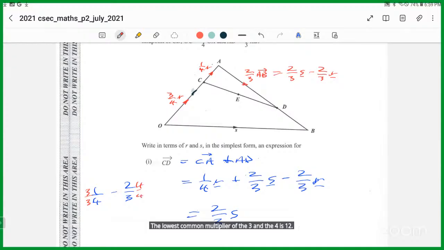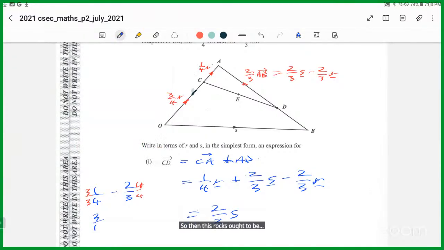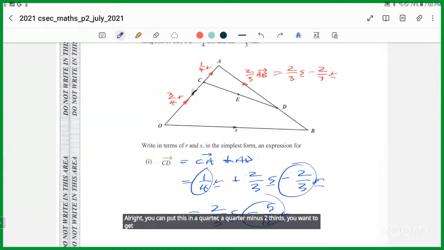4/4. So then this works out to be 3/12 minus 8/12. And then 3 minus 8 is negative 5. So this one becomes negative 5/12 R. That is it. Don't be afraid of these fractions, guys. Just work them. Alright, if you put this in as a quarter minus 2/3, you're going to get minus 5/12 anyway.